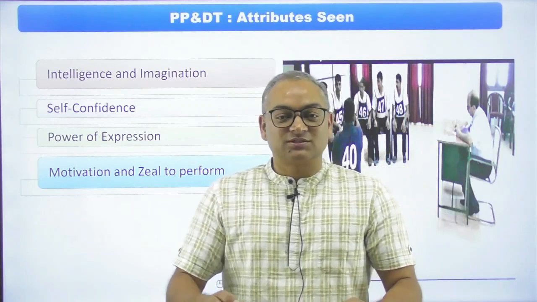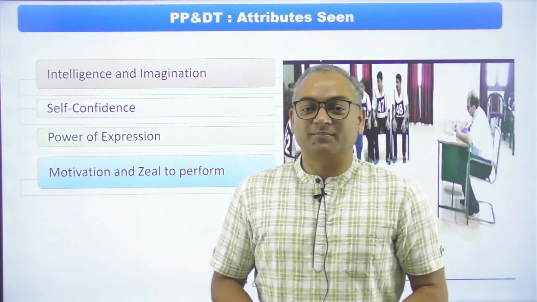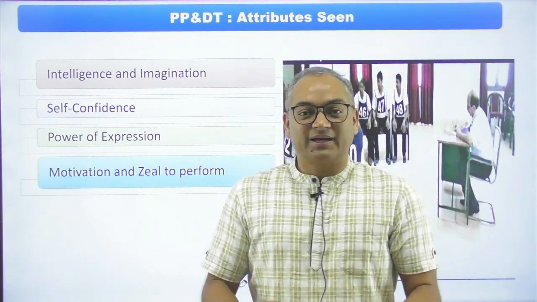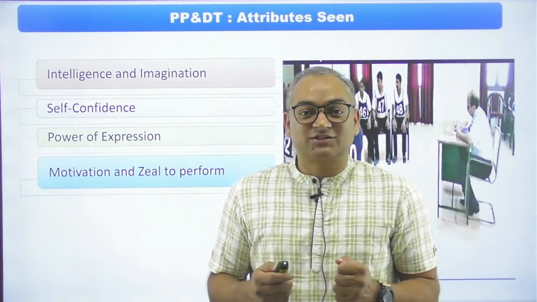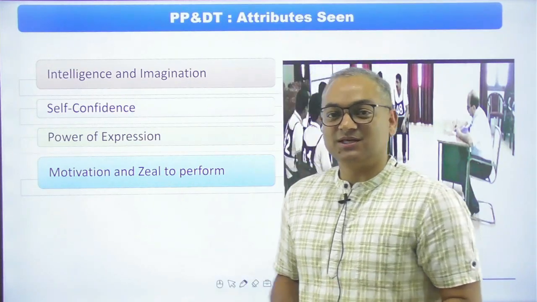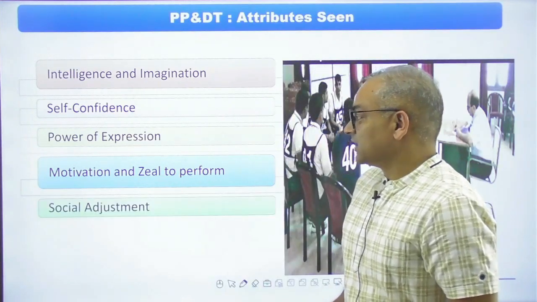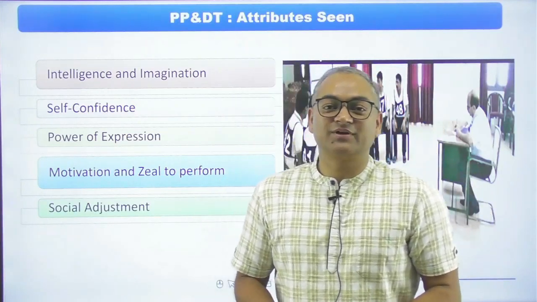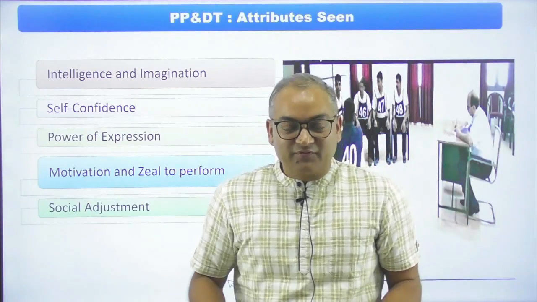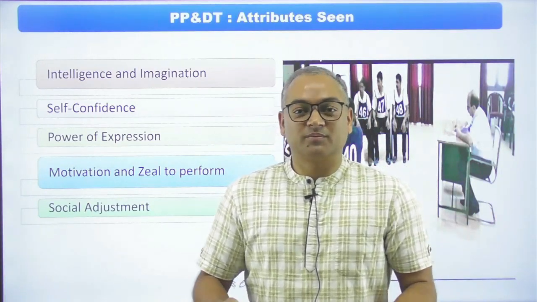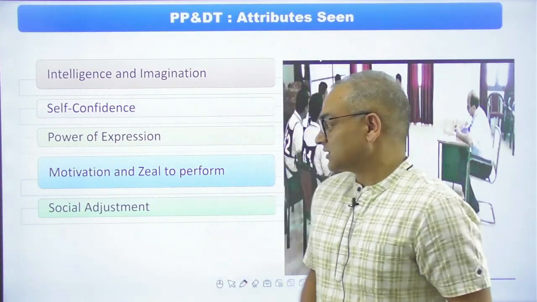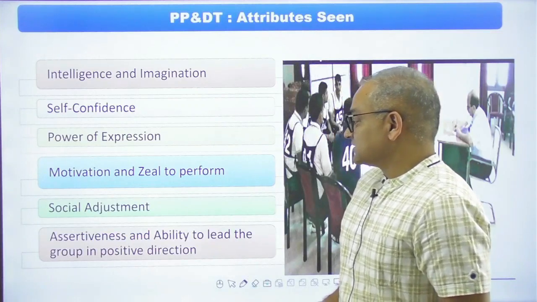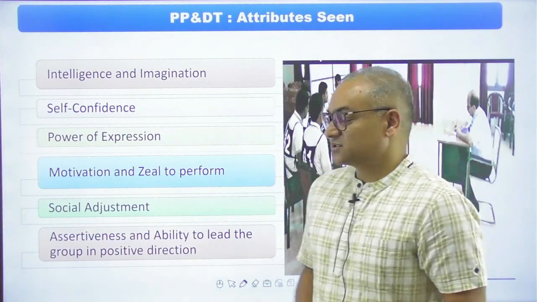Once the group discussion is happening, how well a candidate is motivated, and how the spirit of the candidate is being seen by the assessing officers. And then social adjustment, because it is a group activity, the behavior of each and every candidate amongst the members of the group is looked at. And then assertiveness and ability to lead the group in a positive direction.